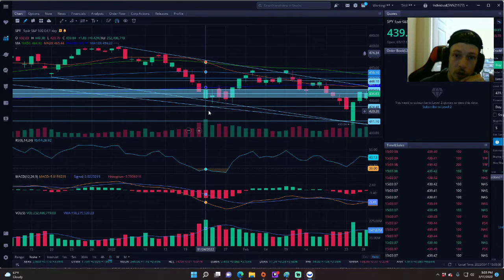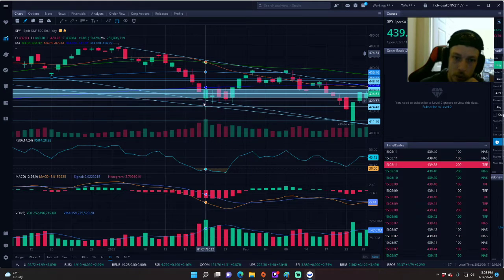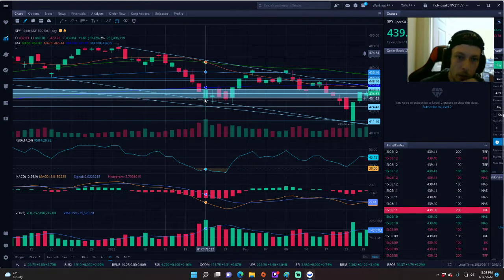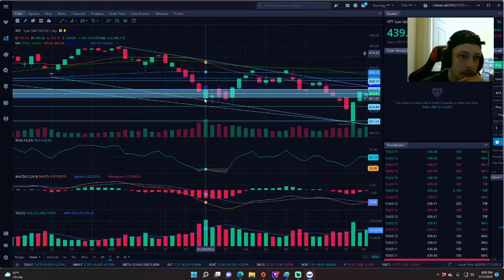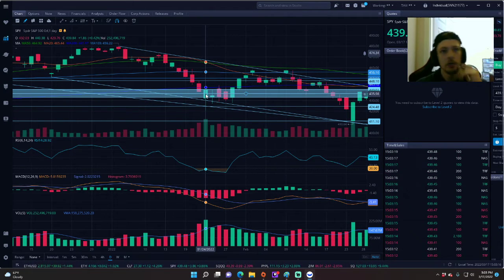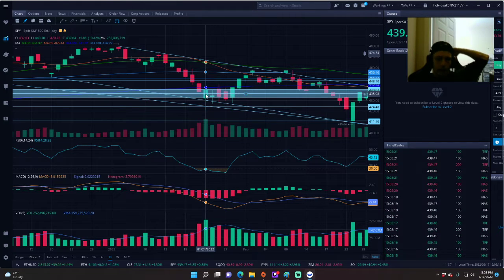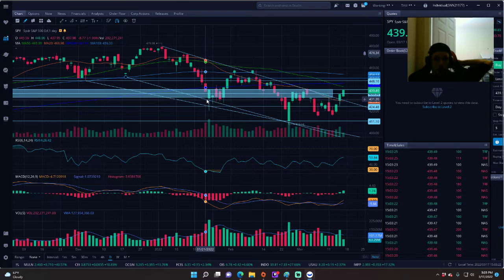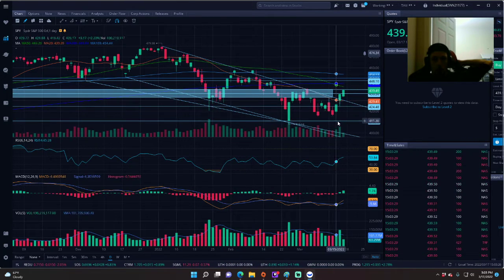Buyers are in control. That's why we had a little bit of upside, this huge green wick right here. So it opens, what is this? Opened at 432 and got pushed down to 420, but buyers stepped in and then closed this thing almost at 440 on this day. So that tells you that buyers are in control. As you can see, boom, and then it had a nice short-term rally.